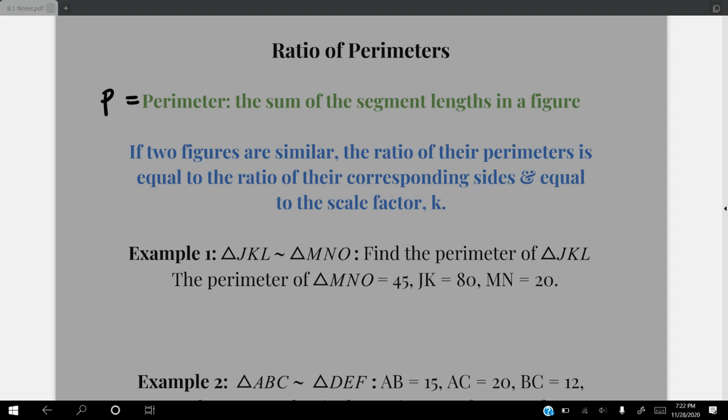And if you remember in the last video, you learned that the ratio of the corresponding sides is going to be equal to the scale factor K. So we're going to use K in all of our problems that we solve. That's always going to be our first step, to solve for K.